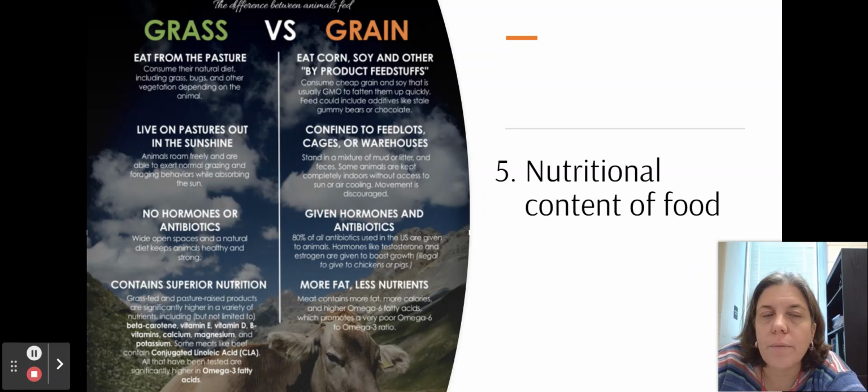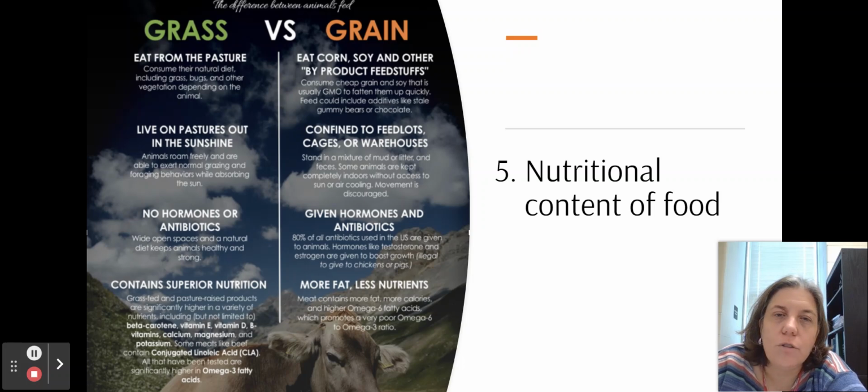If I grow my cow on a grass pasture versus a grain pasture, grain is not what cows are supposed to eat. They're supposed to eat grass. But when you are in a CAFO or a factory farm, you're not eating grass. So you are confined to a feedlot, and you're given basically corn and soy and lots of other grain products. And it is really not naturally what the cow is supposed to eat.